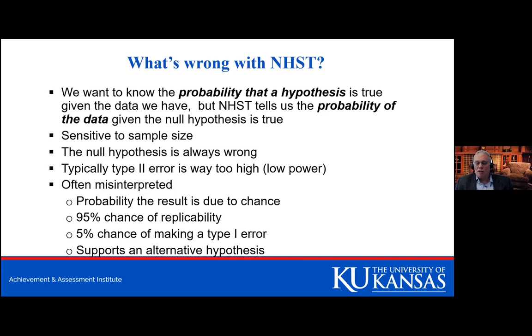Typically, type 2 error is way too high, with low power. It's often misinterpreted as the probability of the results due to chance, or 95% chance of replicability, or 5% chance of making a type 1 error, or supporting an alternative hypothesis. A focus on confidence intervals, or perhaps better yet, Bayesian credible intervals, would form a sounder basis for statistical inference, and one that can be more clearly seen as connected to post-positivistic reasoning. Unfortunately, only one of the 9 texts that we analyzed did this.